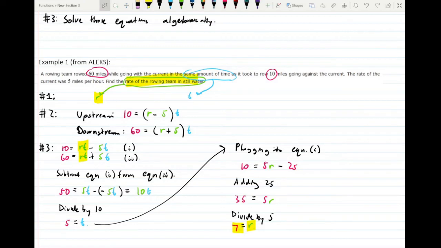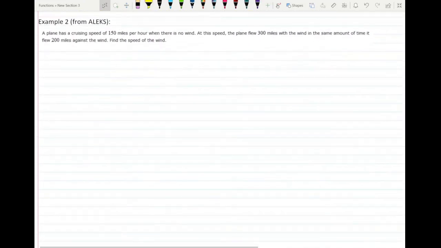Alright, let's do one more example of this. A plane has a cruising speed of 150 miles per hour when there's no wind, and at this speed, the plane flew 300 miles with the wind in the same amount of time it flew 200 miles against the wind, and we want to find the speed of the wind. That speed is going to be one of our unknowns in the first step. So circle it, call it S for speed.